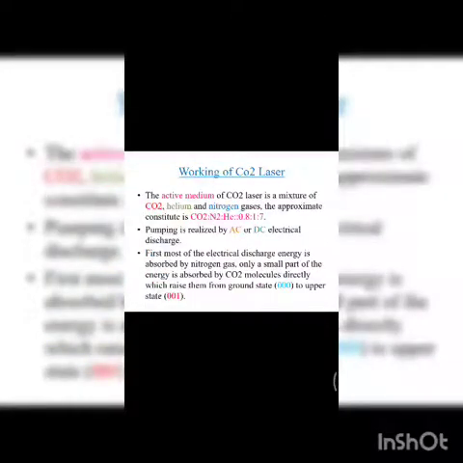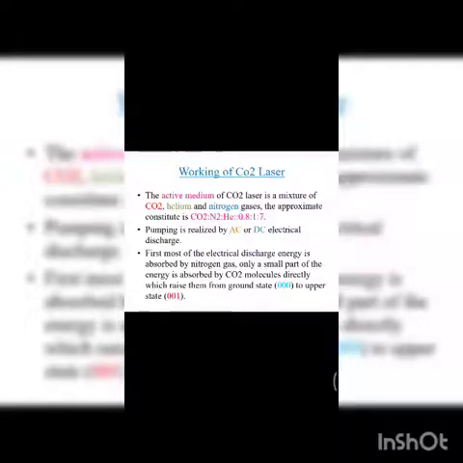Working of the CO2 laser. The active medium of the CO2 laser is a mixture of carbon dioxide, helium, and nitrogen gases. The approximate ratio of CO2 to N2 to He is 0.8 to 1 to 7. This is the ratio in which the CO2 laser works.